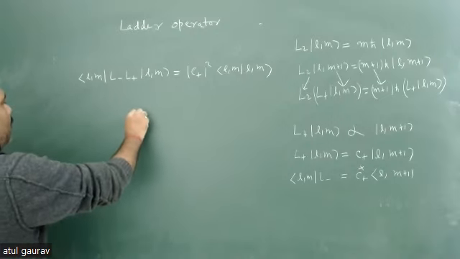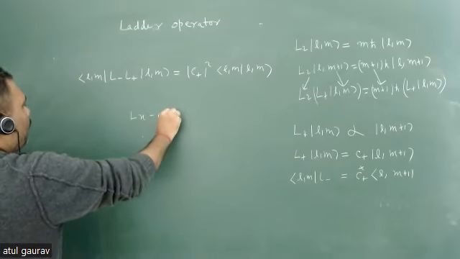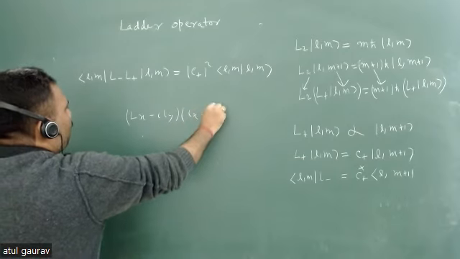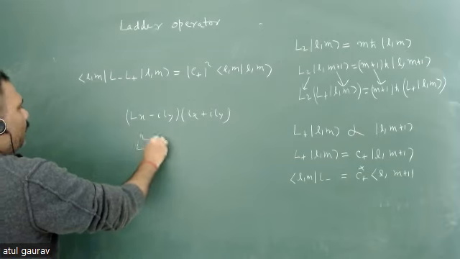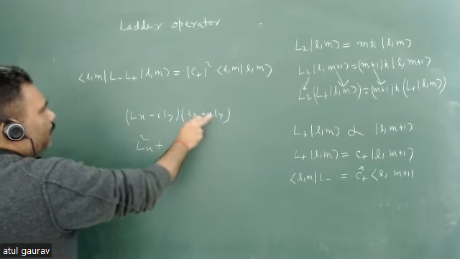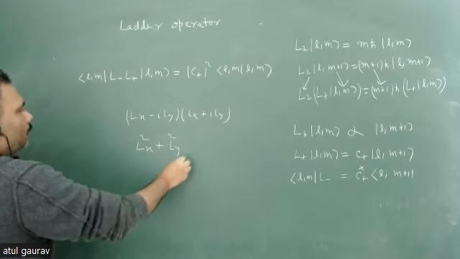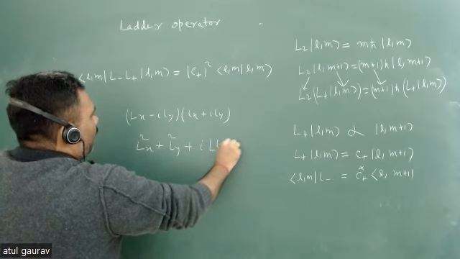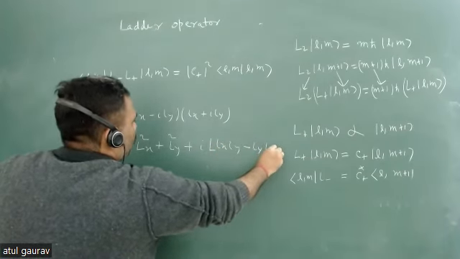So L minus is Lx minus i Ly. L plus is Lx plus i Ly. You have Lx square plus i into i, that is minus 1, minus into minus is plus 1, Ly square, plus i, you can take common, Lx Ly minus Ly Lx.